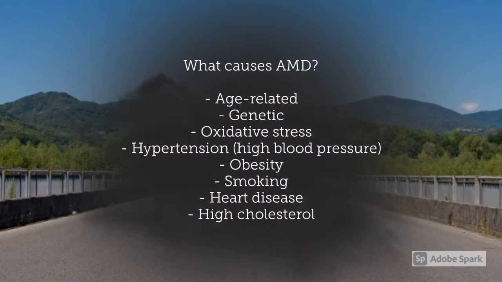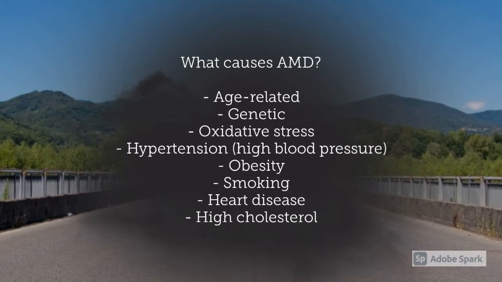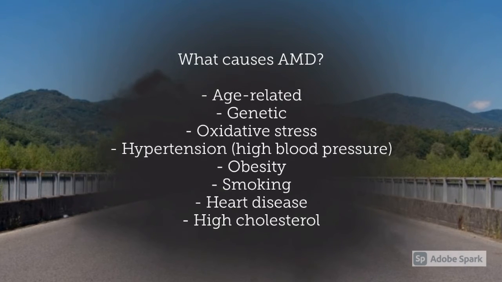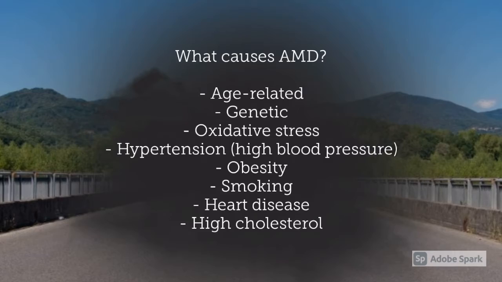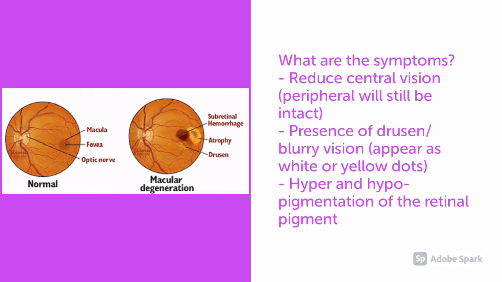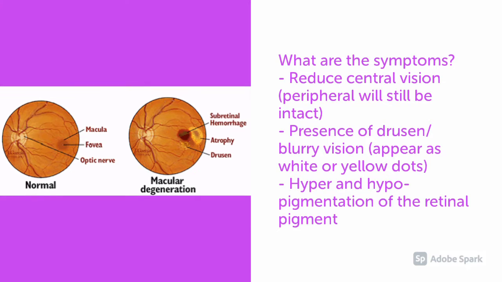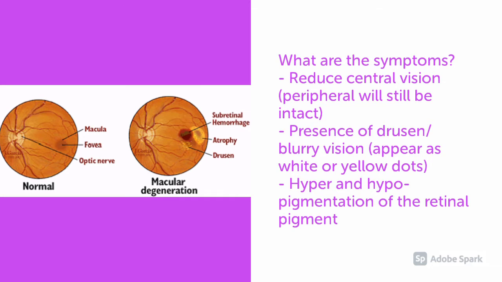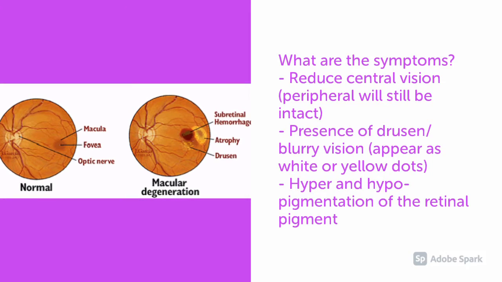What causes AMD? Well, AMD is age-related, can be genetic, and the probability of getting AMD increases with oxidative stress, hypertension or high blood pressure, obesity, smoking, heart disease, and high cholesterol. And the picture in the background is another example of what people with AMD see. What are the symptoms of AMD? So AMD will reduce central vision, although the peripheral vision will remain intact. Drusen will appear and cause blurry vision, and they appear as white or yellow dots. And also hyper and hypopigmentation of the retinal pigment will appear in the patient's eye.